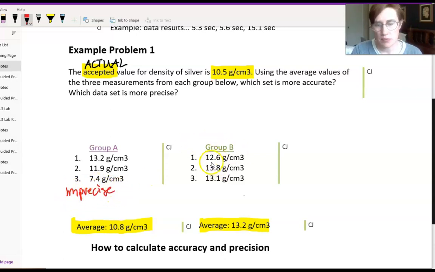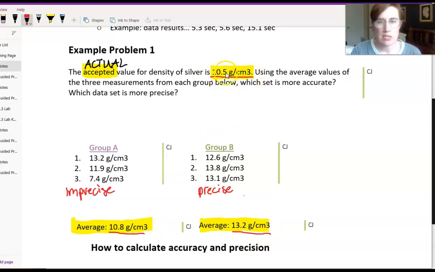Let's look at this data. 12.6, 13.8, and 13.1. Those are much closer together. So I would write down that this data is precise or more precise than group A. Next, let's talk about accuracy. When we're looking at accuracy, instead of looking at individual data, let's look at the average of the data, okay, for both of these. And let's look at the actual value.